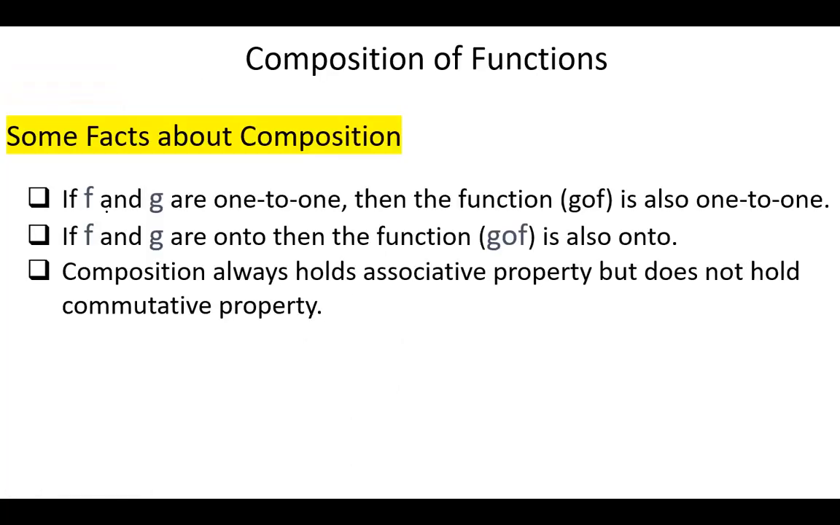In the end, some facts about composition. If the functions f and g are one-to-one functions, then the function g compose f is also a one-to-one function. If the functions f and g are onto, then the function g compose f is also onto. Composition always holds the associative property, but does not hold the commutative property. Also, I mentioned earlier that f compose g is not equal to g compose f.